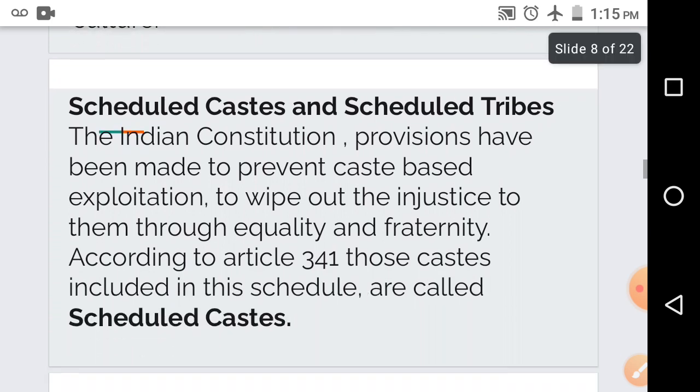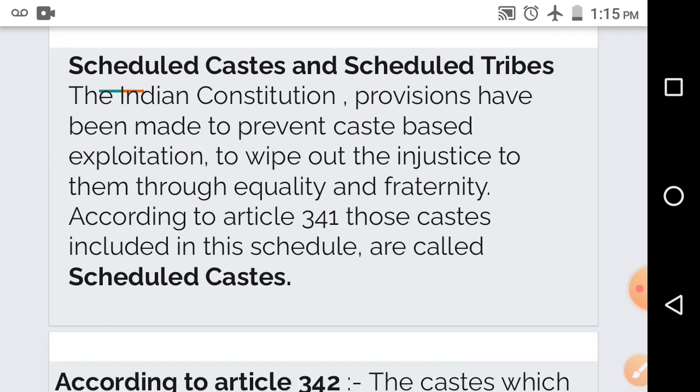Now we are going to see about the scheduled castes and scheduled tribes. The Indian Constitution does not give a clear-cut definition of scheduled castes and scheduled tribes. This has been specially referred to by an order of the President on the advice of the Governor of the respective states. In the Indian Constitution, provisions have been made to prevent caste-based exploitation, to wipe out injustice to them through equality and fraternity, and to see that they progress socially, economically, politically, and educationally.